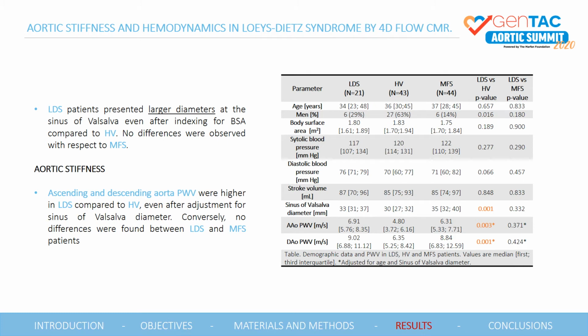Loeys-Dietz patients presented larger diameters at the sinus of Valsalva compared to healthy volunteers, but no differences were observed with respect to Marfan patients. Pulse wave velocity at the ascending and the descending aorta were higher in Loeys-Dietz patients compared to healthy volunteers, but no differences were found between Loeys-Dietz and Marfan patients.